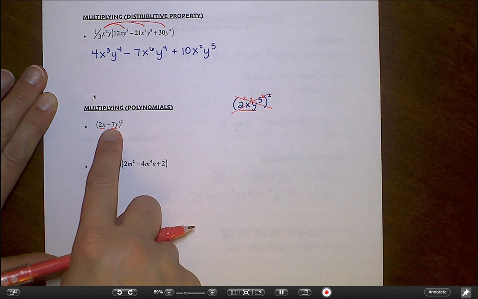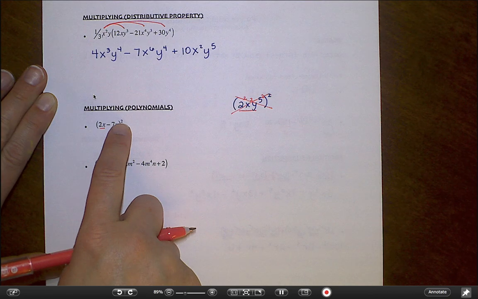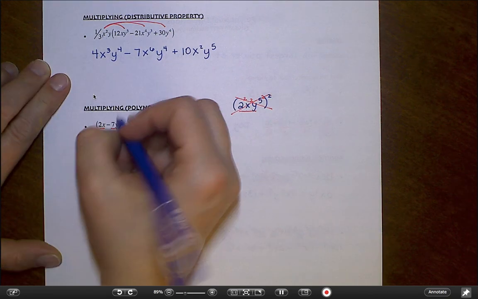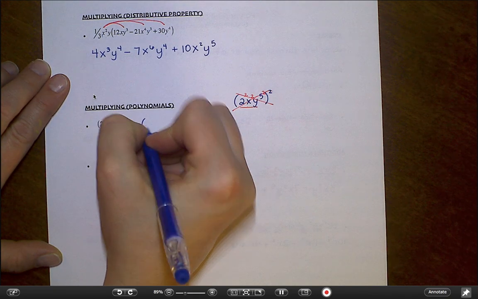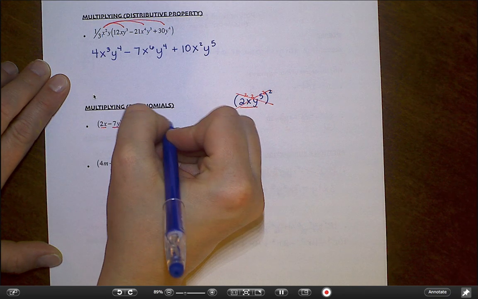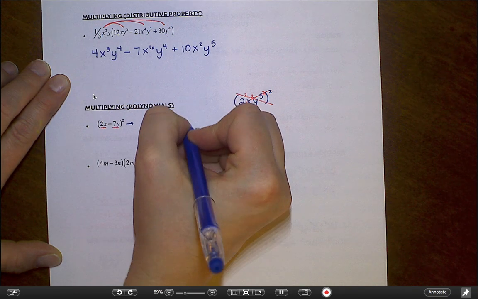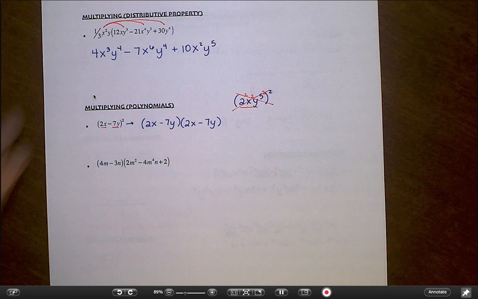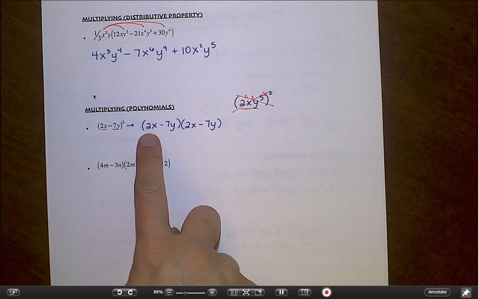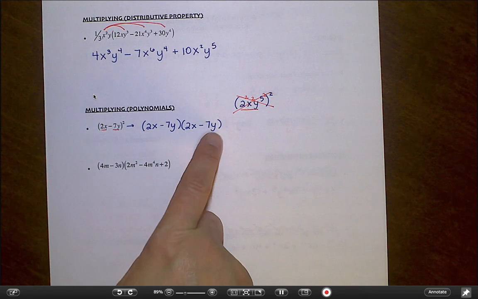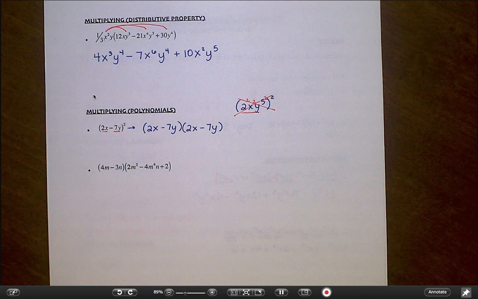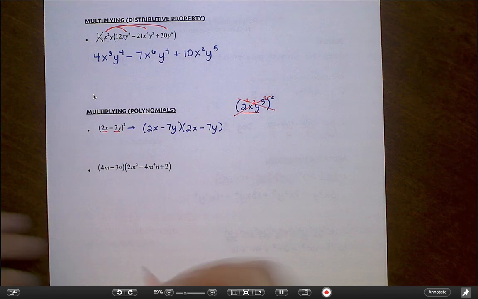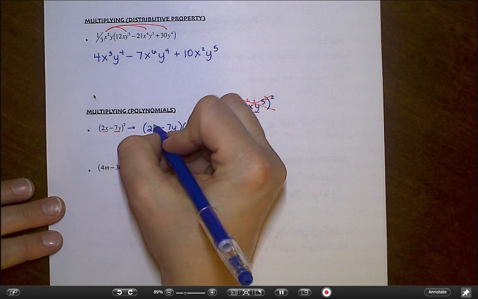I've got two separate terms here that I have to deal with. So when I say that I'm squaring this thing, what I really mean is that I'm multiplying this parenthesis by that parenthesis again. And then I'm doing the distributive property, which you probably remember as FOIL. But really I'm just distributing twice, just like we did up above. So I'm going to distribute the 2x, and then I'm going to distribute the negative 7y. I'm going to end up with 4 terms, but I will probably have some that I can combine as like terms. So let's take a look at this.